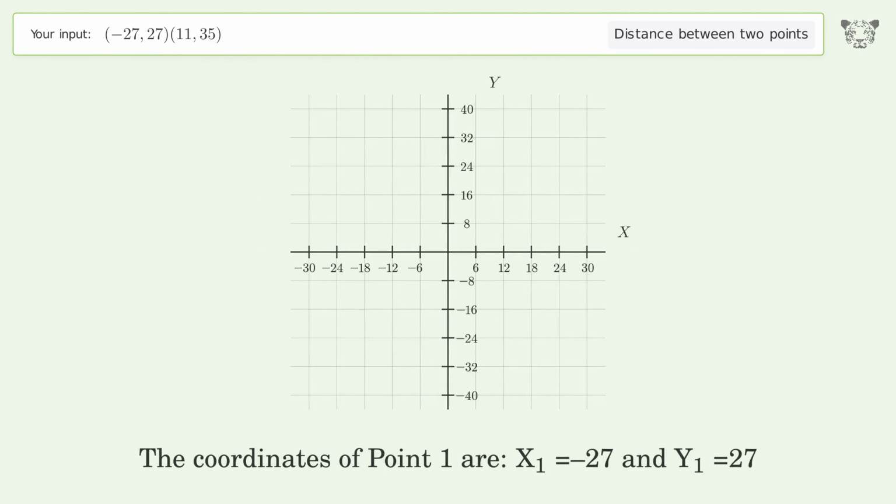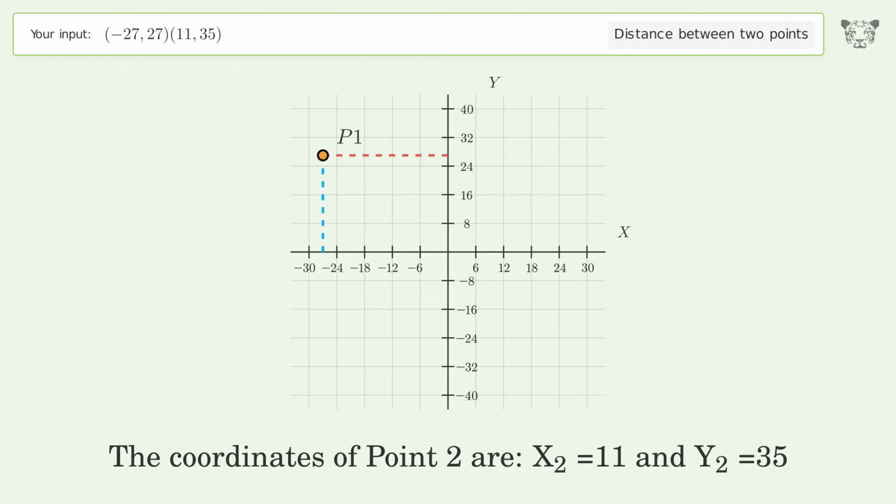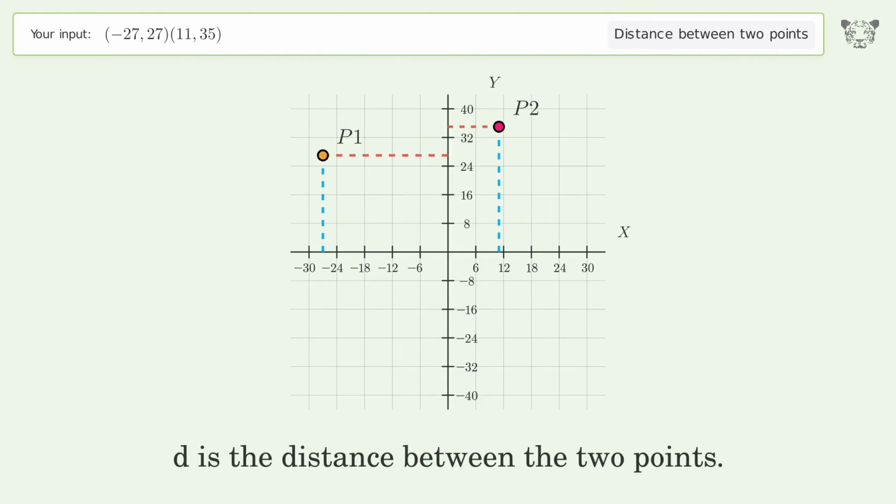The coordinates of point 1 are x1 equals -27 and y1 equals 27. The coordinates of point 2 are x2 equals 11 and y2 equals 35. D is the distance between the 2 points.